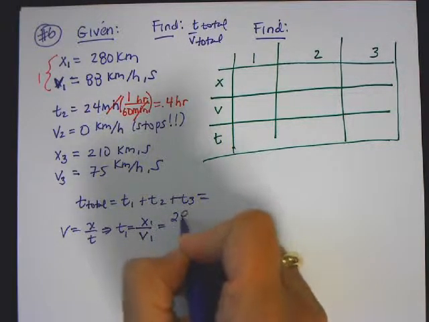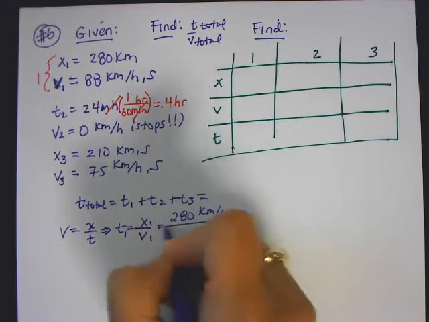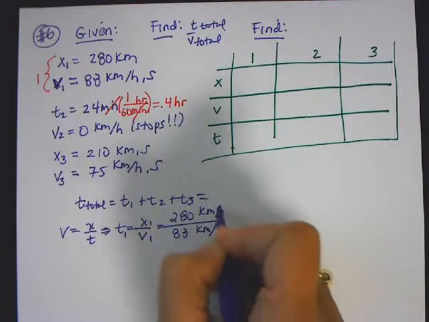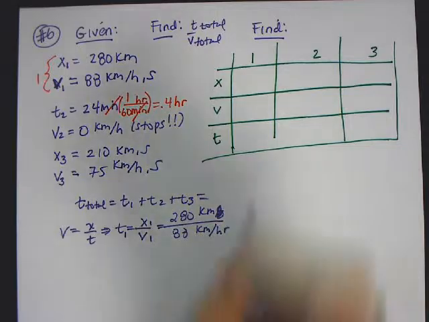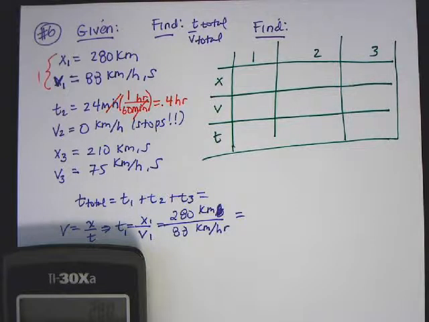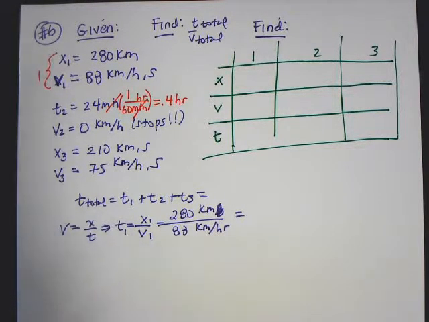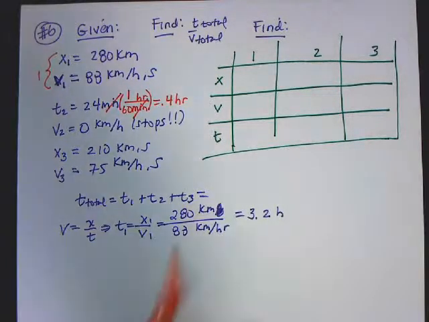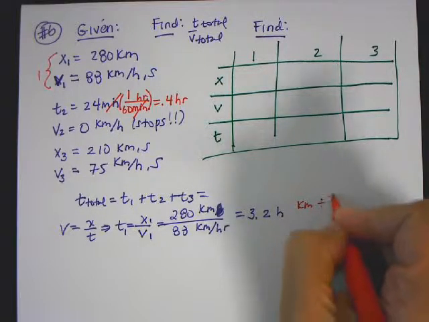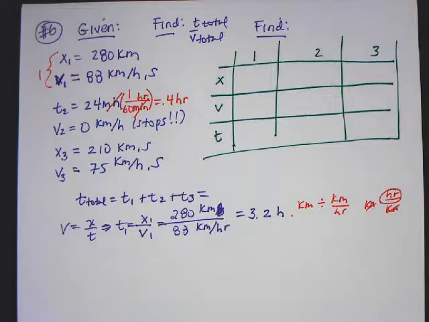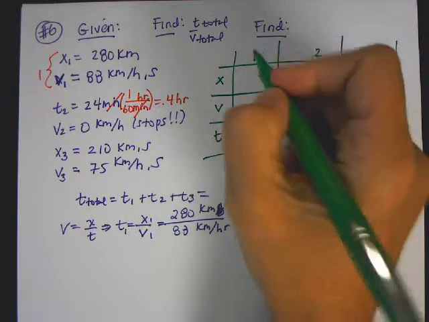So it's going to be 280 kilometers over 88 kilometers per hour. So 280 divided by 88 is equal to 3.18. So we're going to say 3.2 hours. Now to check my work, a kilometer divided by a kilometer per hour is a kilometer times an hour over a kilometer. So these cancel and I end up with hours, which is the correct unit. So T1 is 3.2.